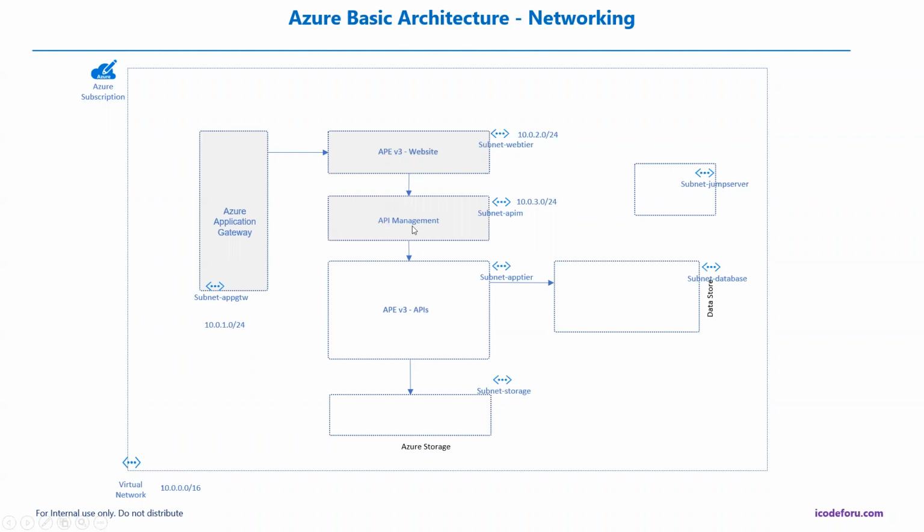Same thing you can think of for API management. You're not going to have hundreds of API management instances in this VNet. So you can reserve a smaller number so that your address space is sufficient for extending your networking in the future. That's how you need to think of it.